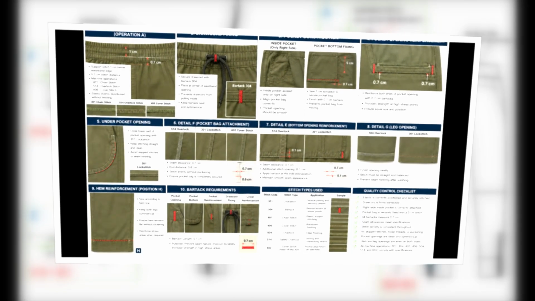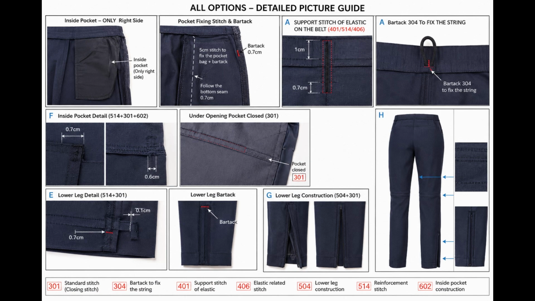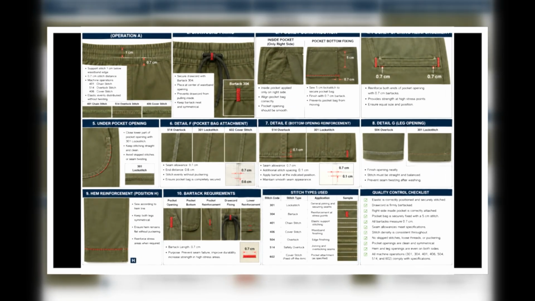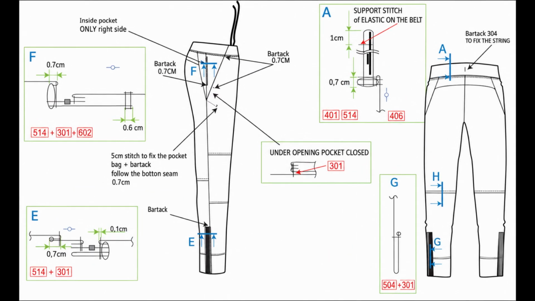4. Elastic support stitch on belt detail A. The waistband belt area contains an elastic support construction. The instruction says, support stitch of elastic on the belt. Construction requirements. Operation references 401, 514, 406. The elastic must be securely attached to the belt waistband. The elastic support stitching should be positioned accurately according to the technical drawing.